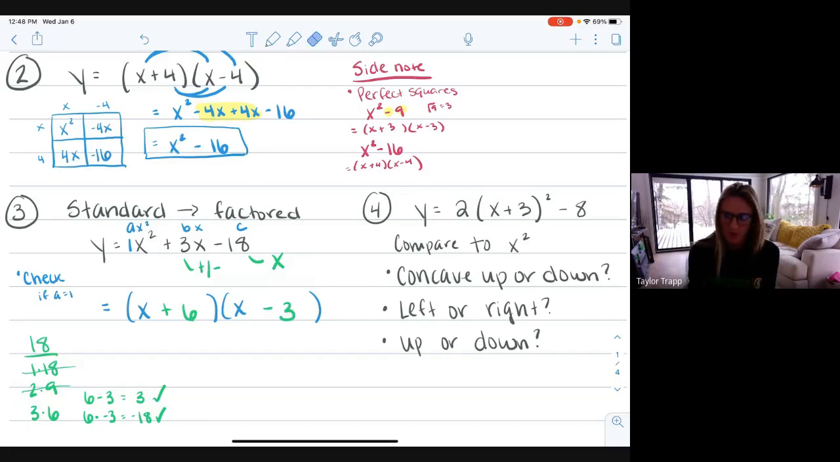Now, what if I did it like this? What if I did minus 3 plus 6? Same thing. That order doesn't matter. As long as the minus stays with the 3 and the plus is with the 6, you'll get the same answer.